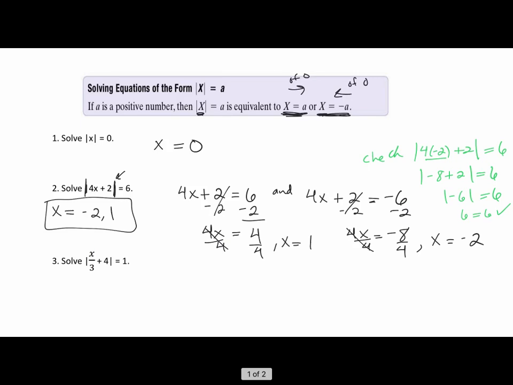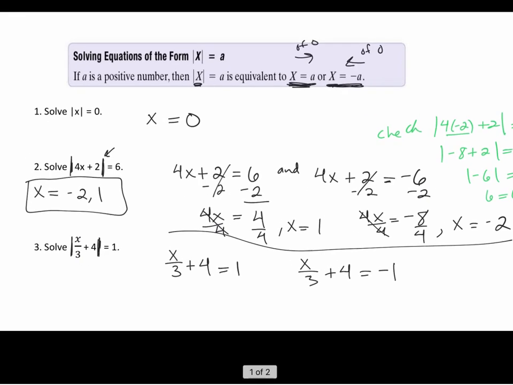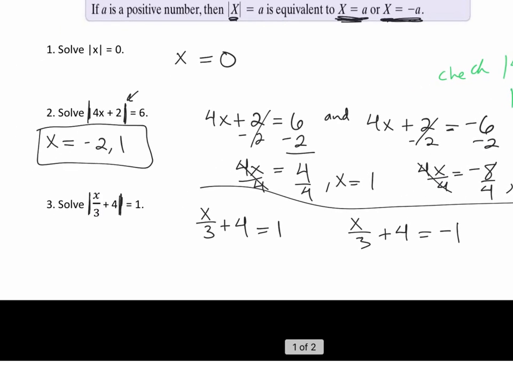For number 3, we have the absolute value here is equal to 1. So a distance of 1 on the right side is positive 1. And a distance of 1 on the left side is negative 1. So we want to represent that absolute value for both of those distances.